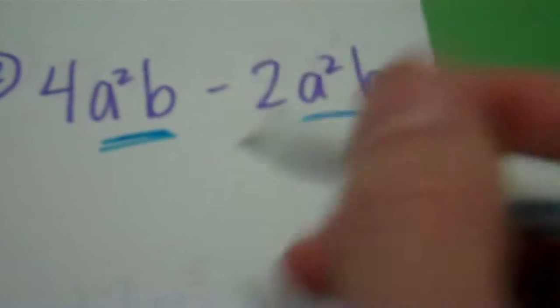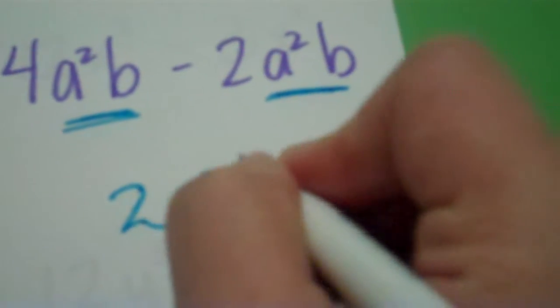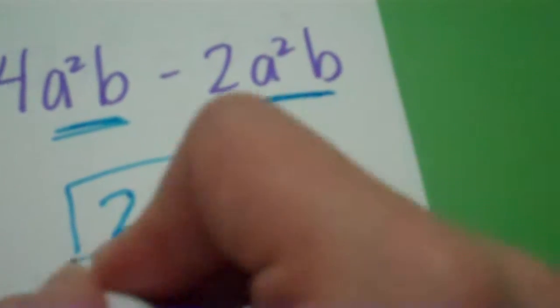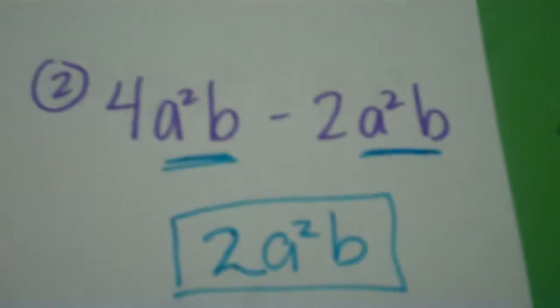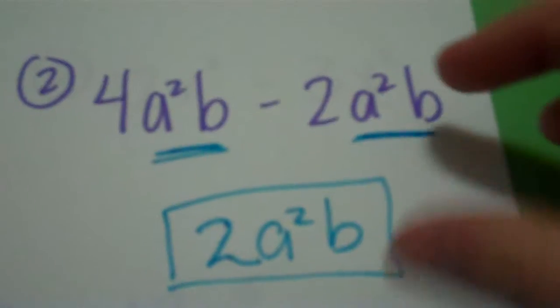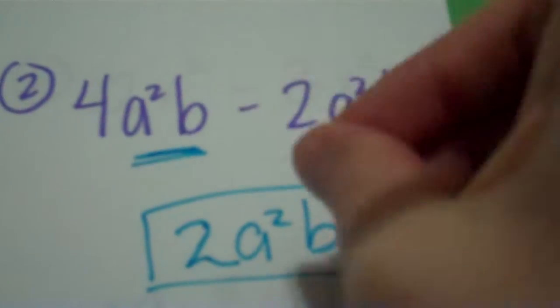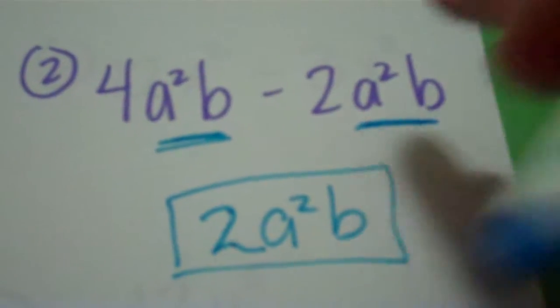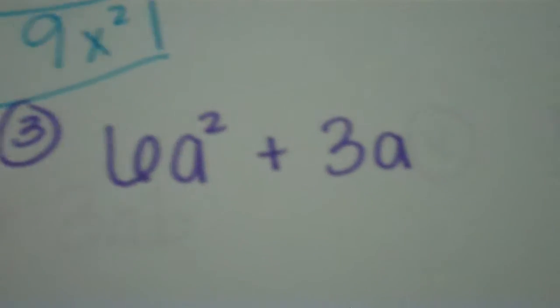So 4 minus 2 is 2. And then I just rewrite a squared b. You don't do anything else. Okay? And if that doesn't make sense, pause and call me over. But basically, if the back part's the same, you just add or subtract them, and then you don't do anything with your exponents.